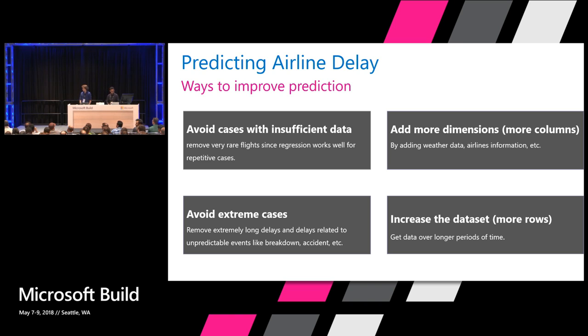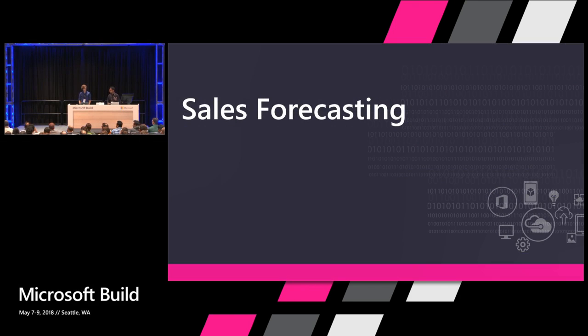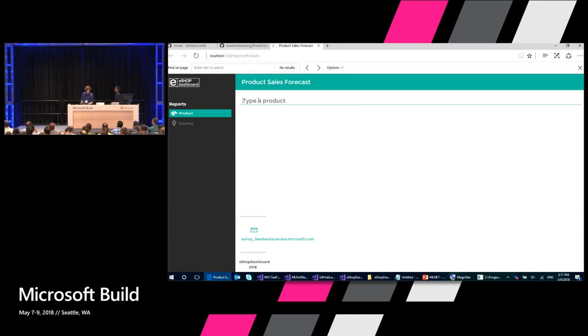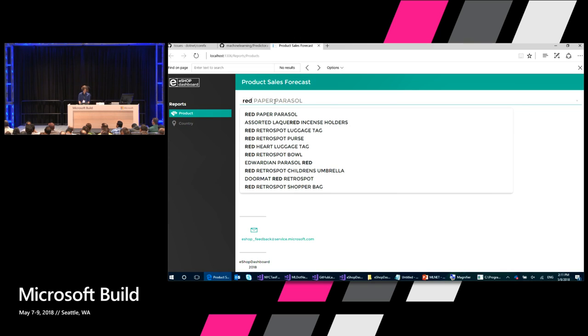The next demo that we have here is another existing ASP.NET app, and we're going to be doing sales forecasting there. So I'm going to give this to Gal. Sure. This is the eShop containers demo that some of you are familiar with. It lets us search for a couple of products. In this case, we're going to search for a horse. It's not showing up. There we go.